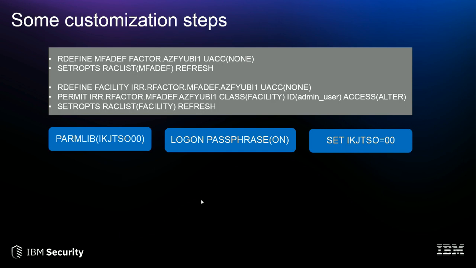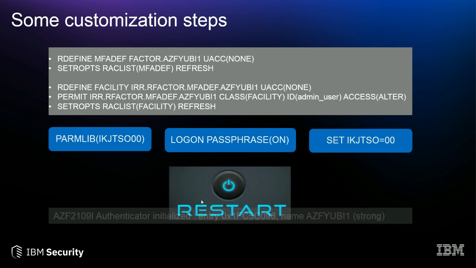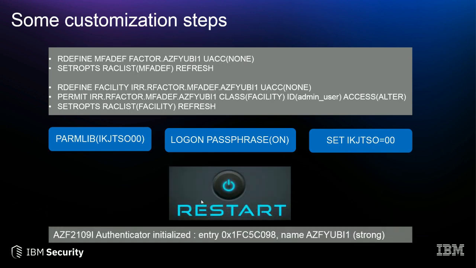Now you have to stop and restart the zMFA started task to pick up these changes. I suggest you check the job log to ensure that the Yubico factor initialized successfully. You can see this string in your job log. Okay, you are ready to start with provisioning.